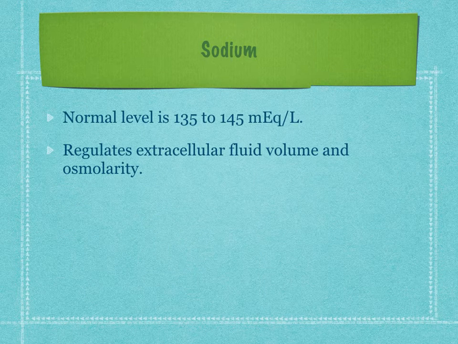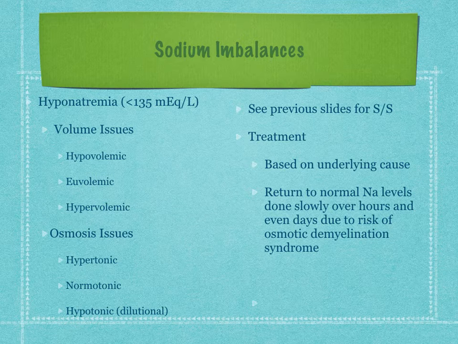So let's talk about these cations that we've been mentioning earlier in this lecture. Sodium's normal level is 135 to 145 milliequivalents per liter. It regulates extracellular fluid volume and osmolality. Hyponatremia is when the sodium level is less than 135 milliequivalents per liter. There's a lot of issues involved with it, and often we look at volume issues: is the volume low, hypovolemic, do they have normal volume, or is their volume too high, hypervolemic? We combine that with osmolality issues.